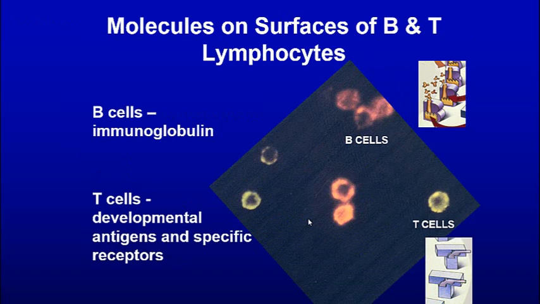Now there are molecules on the surface of the T and B cells. The immunoglobulin on the B cell is actually going to be the antibody produced by the plasma cell once it becomes that. And then you also have immunoglobulin on the surface of the T cells, which allows it to react to whatever its target is.